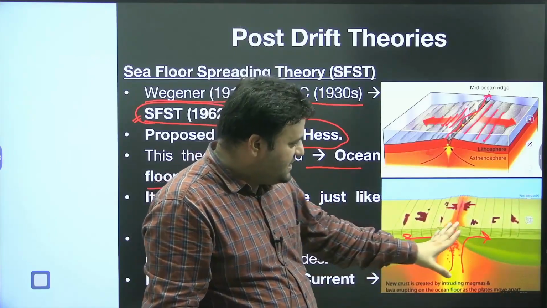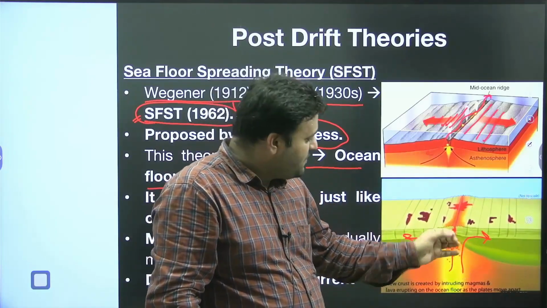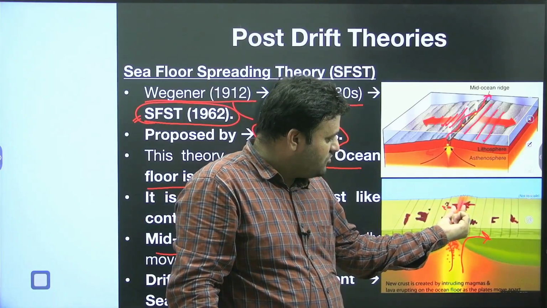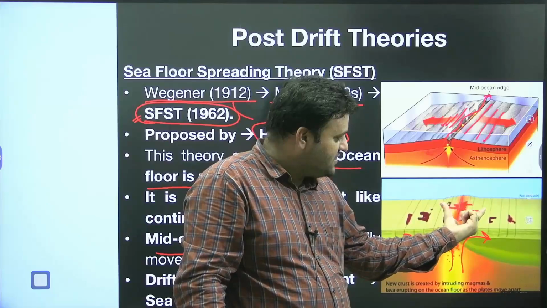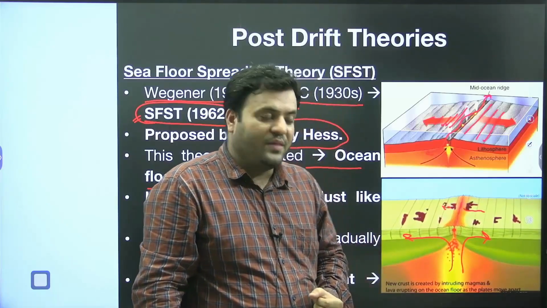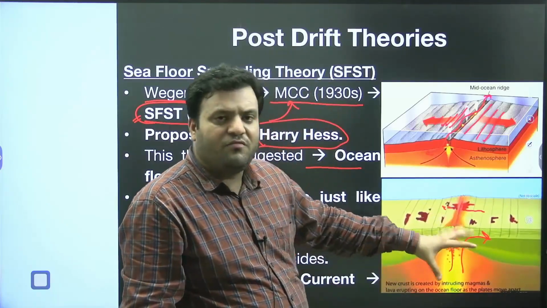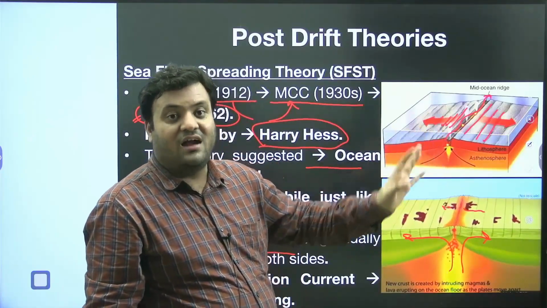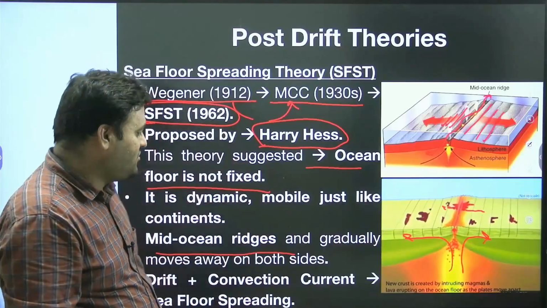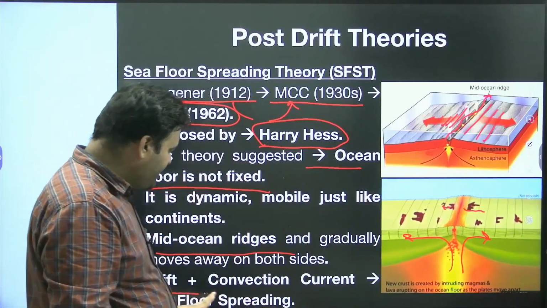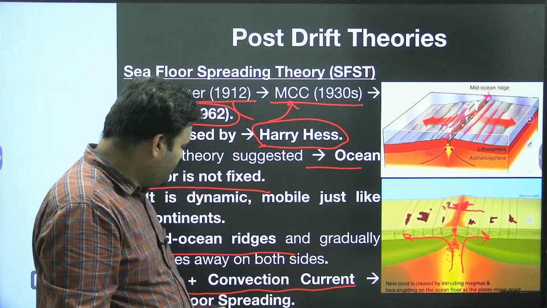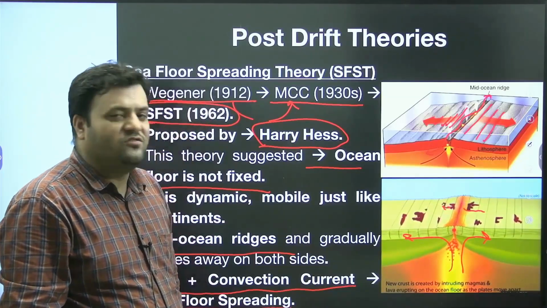Here you can see in this particular diagram that we have these two sets of rocks together and equidistant. That means there is some factor, and that factor was already provided by Arthur Holmes, mantle convection currents. So drift was there, convectional current was there, and based on this, we can say the sea floor is also spreading.